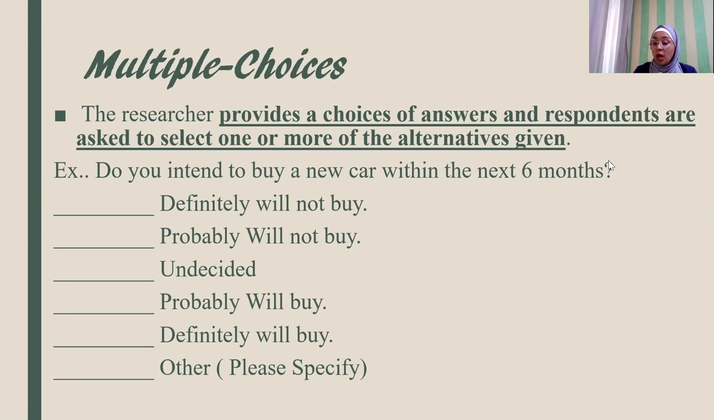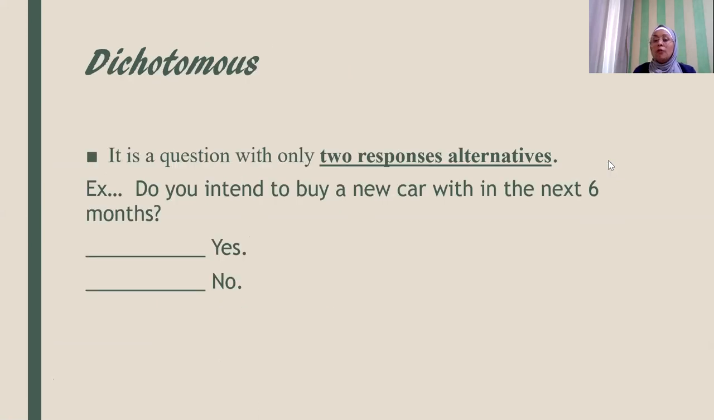On the other side, we have what we call the dichotomous. Dichotomous means that it is a question with only two choices. Yes or no, male or female. Probably it is the type of question that is related to yes or no. Are you going to buy this? Do you like this? Do you watch TV? It's yes or no. There is no other option.